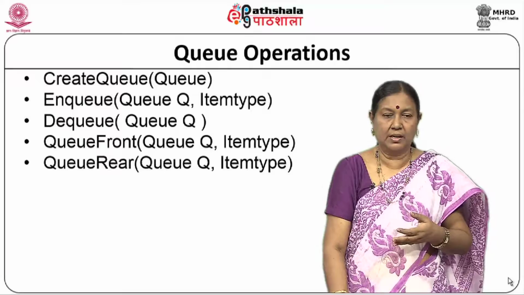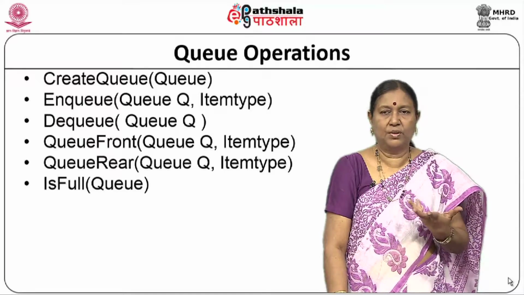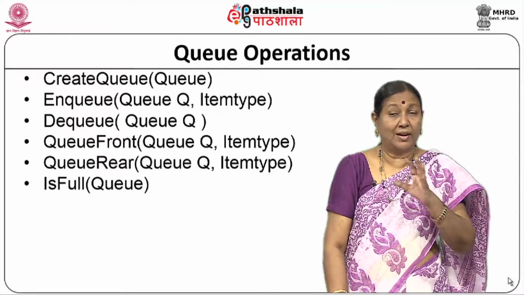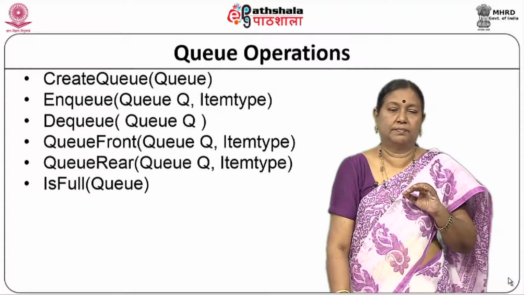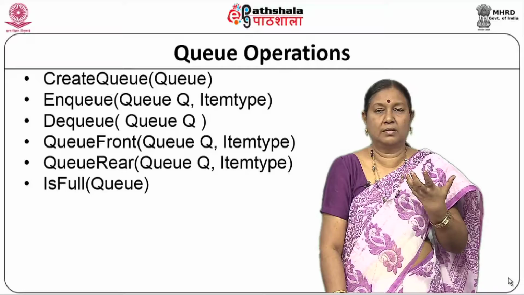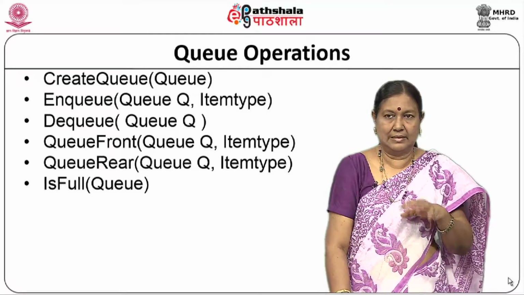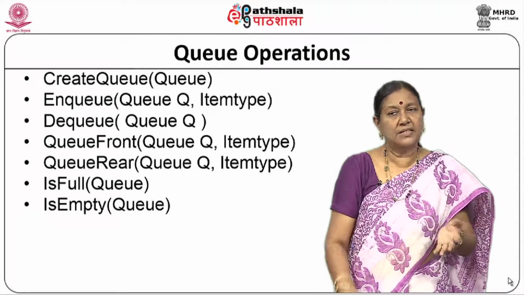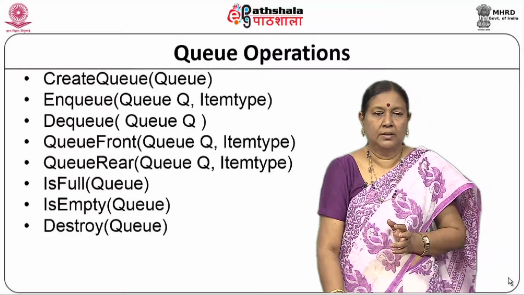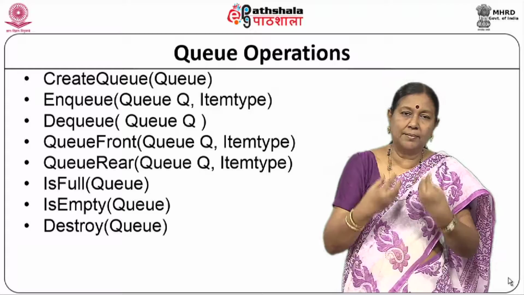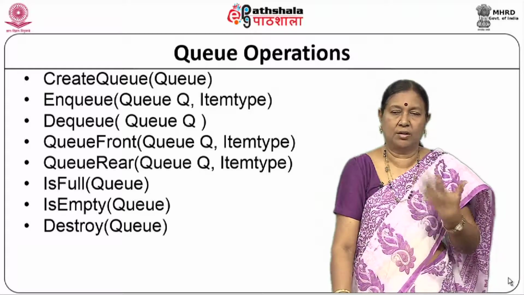So, that is the queue rear, and then you have is full, this is a typical operation for an array. You just say, is the queue full? It is not valid when you have a linked list implementation. Then is empty is valid all the time. So, is the queue empty, are there elements in the queue? Destroy queue means all the elements of the queue will be deleted or removed.